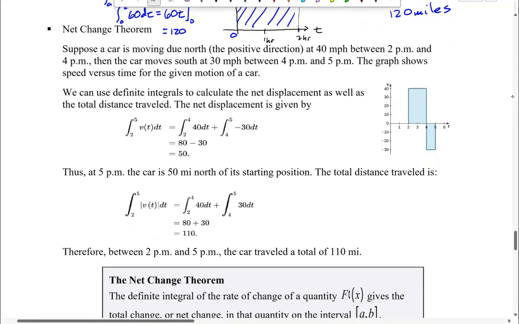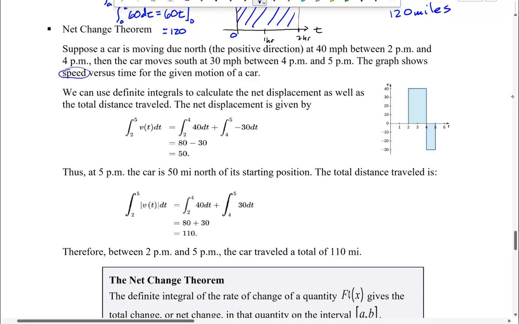Now, looking at this example here that, again, is all worked out for us: suppose a car is moving due north, which we're calling the positive direction, at 40 miles per hour between the hours of 2 p.m. and 4 p.m. Then the car moves south at 30 miles per hour. So if north is the positive direction, we're assuming south is the negative direction. At 30 miles per hour between 4 p.m. and 5 p.m. The graph shows speed versus time for the given motion of the car. I'm not thrilled with that wording. I'd rather call this velocity.